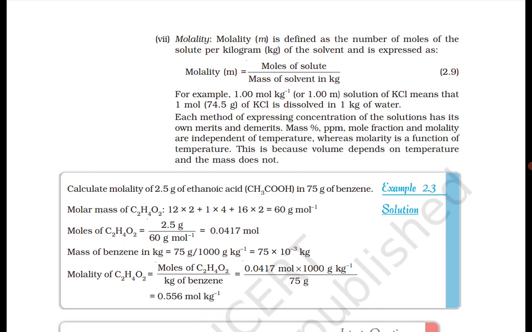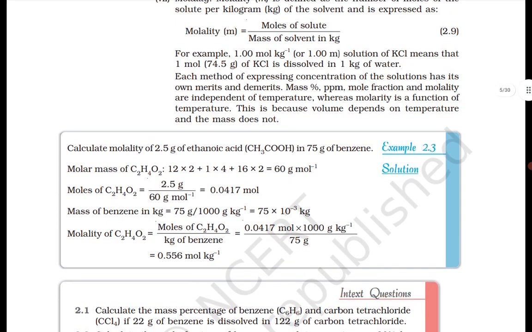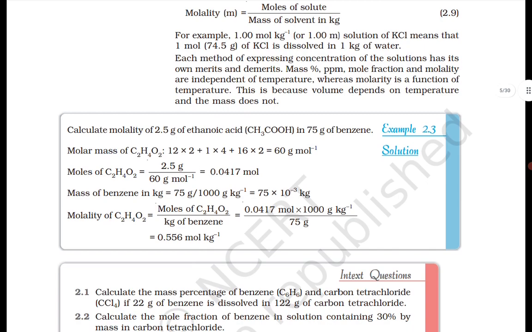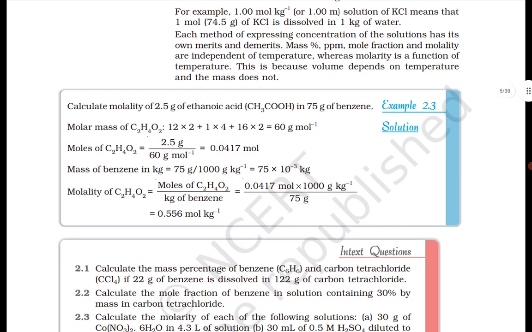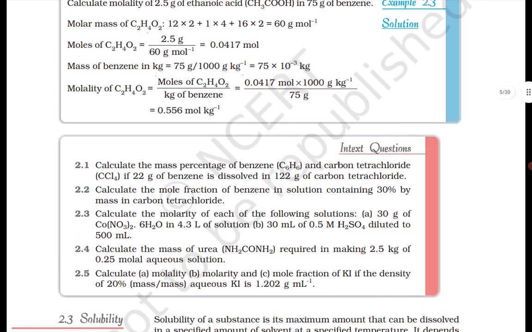Each method of expressing concentration of the solution has its own merits and demerits. Mass percentage, ppm, mole fraction and molality are independent of temperature, whereas molarity is a function of temperature. This is because volume depends on temperature and the mass does not. Example 2.3 is given in your textbook. Please read that.